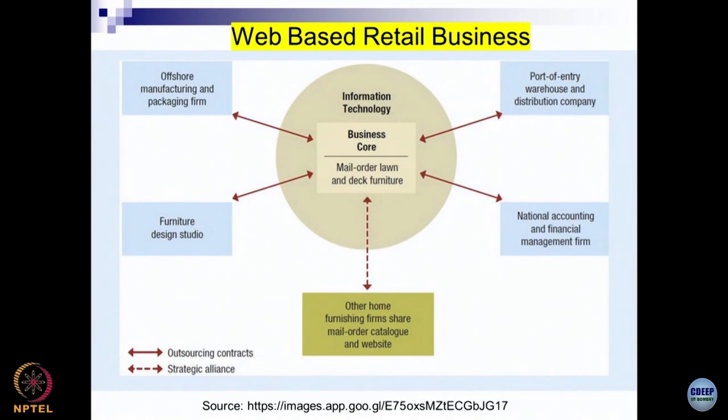This is the pictorial representation of a web-based retail business, which is an example of a network organization. There is an offshore manufacturing package firm, a furniture design studio, other home furnishing firms that share a mail order catalog, a national accounting and financial management firm, and a port of entry warehouse and distribution company. So these are five very different companies. They are connected through technology, and connected by a business core, and this business core is the face of the organization. We can take the example of Pepperfry.